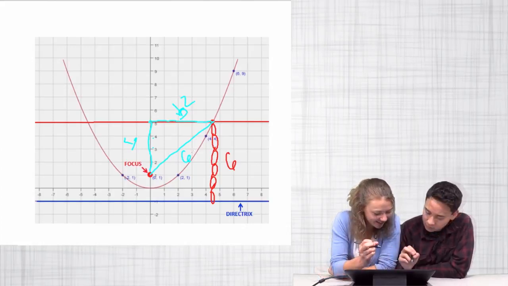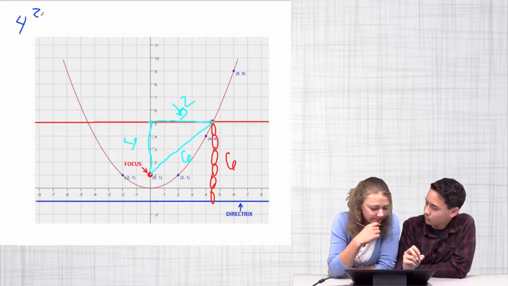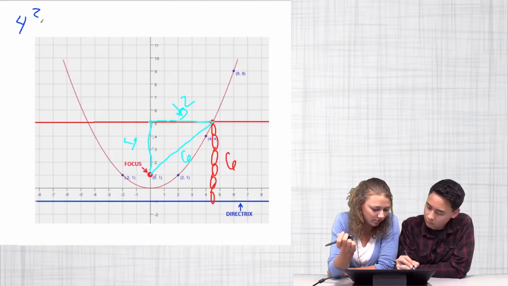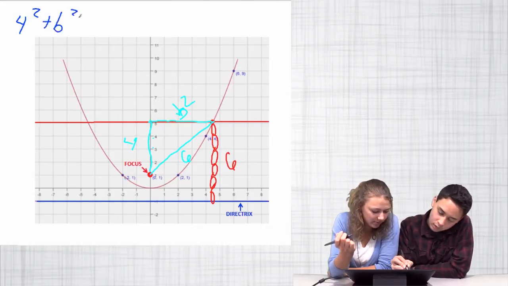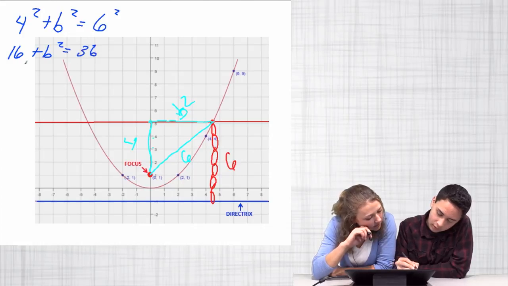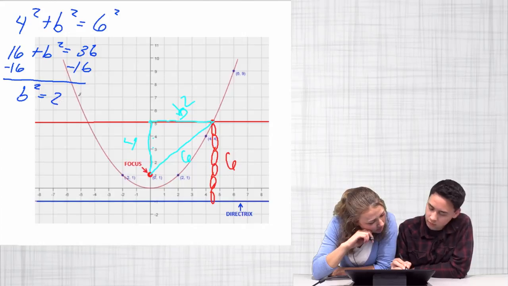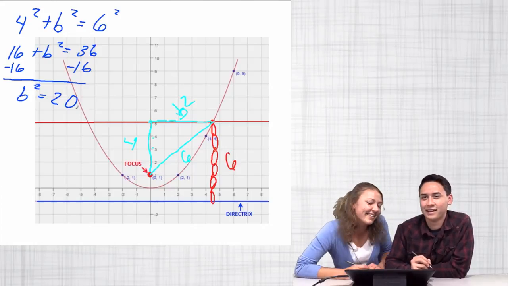So now it's 6, a squared. So it'd be 4 squared, plus b squared equals 6 squared. So 16 plus b squared equals 36. Subtract 16 from both sides and get b squared equals 20.